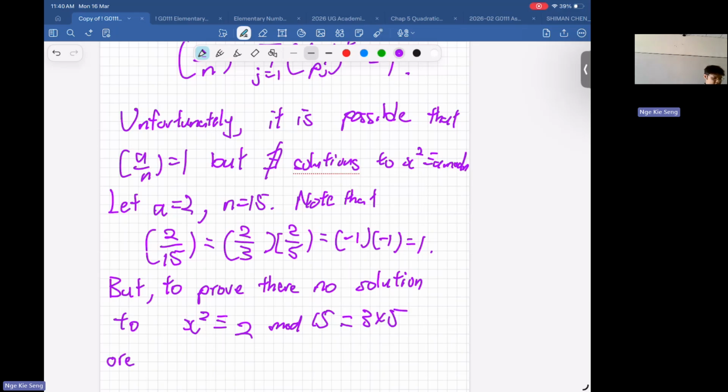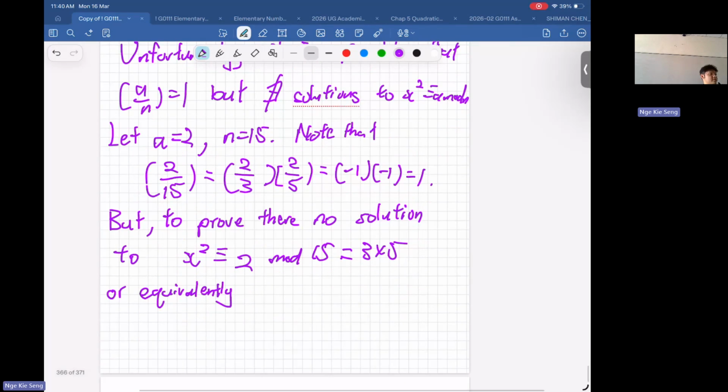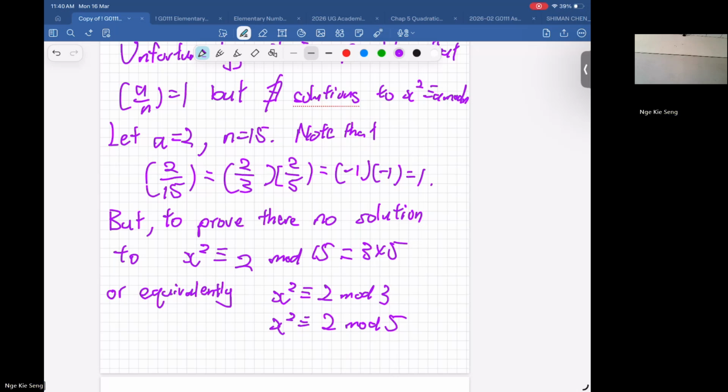So this is equivalent to solving a system of congruences, which is x squared congruent to 2 mod 3 and x squared congruent to 2 mod 5. In this case, how many possibilities do you need to check? Here 2, here 4, so 6. But if you just check mod 15, there are 14 of them. So you significantly reduce the cases you need. Checking this is relatively easier: 1 times 1, 2 times 2, there's no 4. 1 times 1, 2 times 2, 3 times 3, 4 times 4, you won't get 2. Does it make sense?